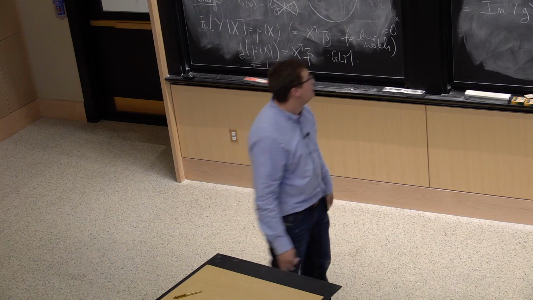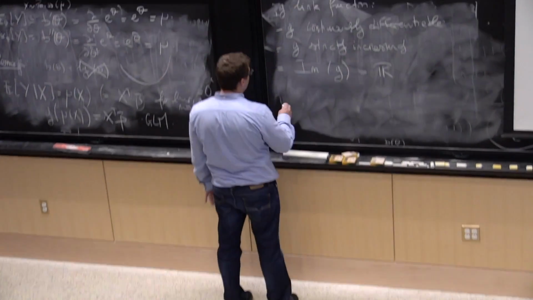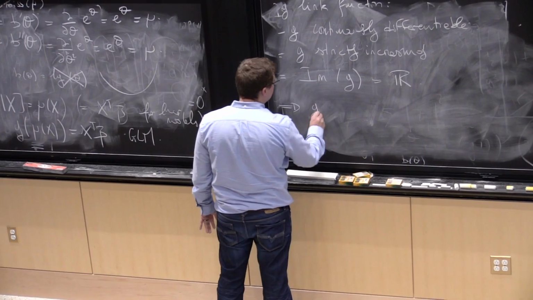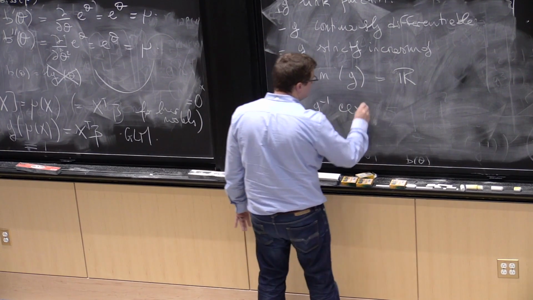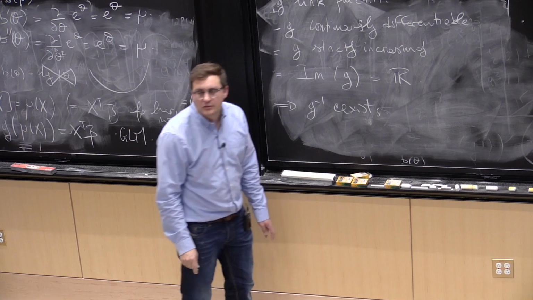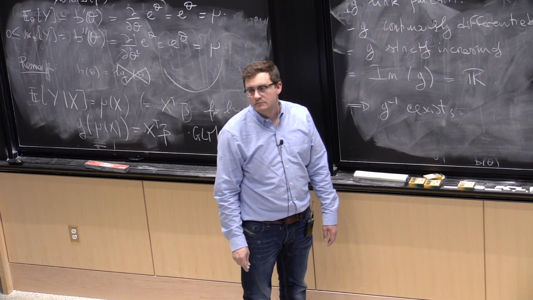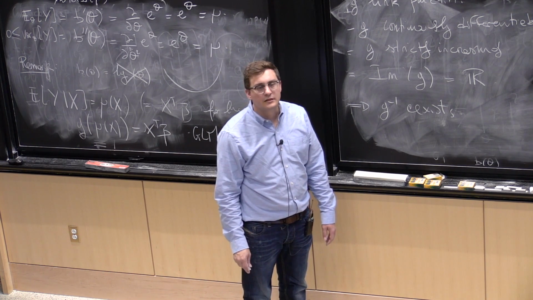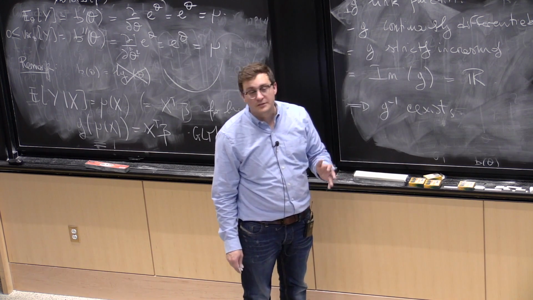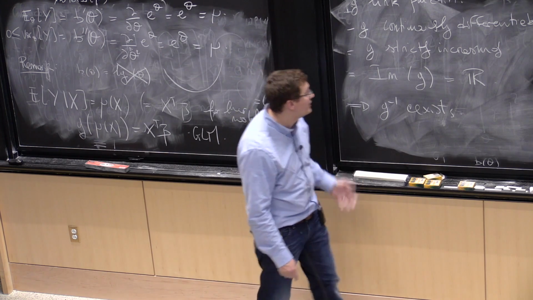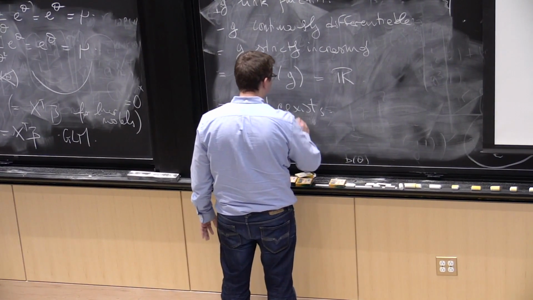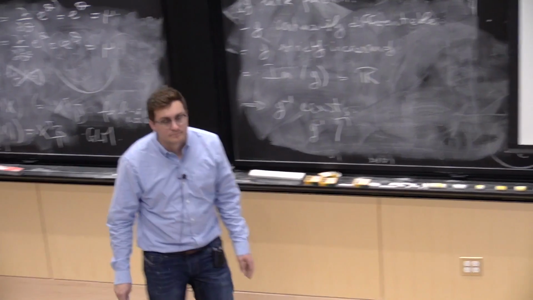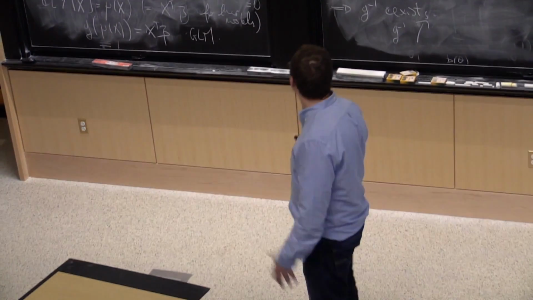I know where I started. So this implies that g inverse exists. What else does it imply about g inverse? So for a function to be invertible, I only need for it to be strictly monotone, right? I don't need it to be strictly increasing. So in particular, the fact that I picked increasing implies that this guy is actually increasing.